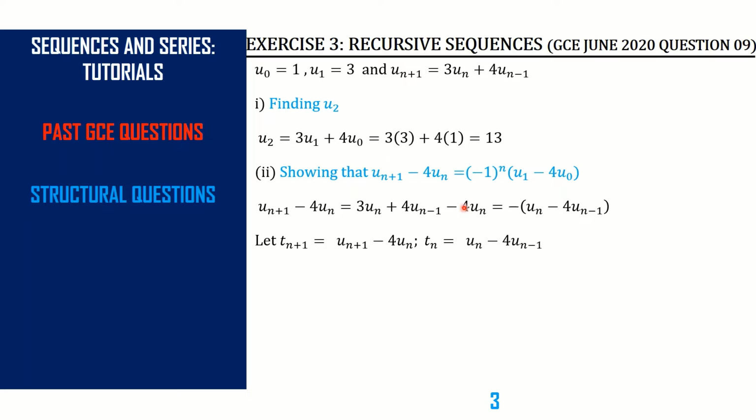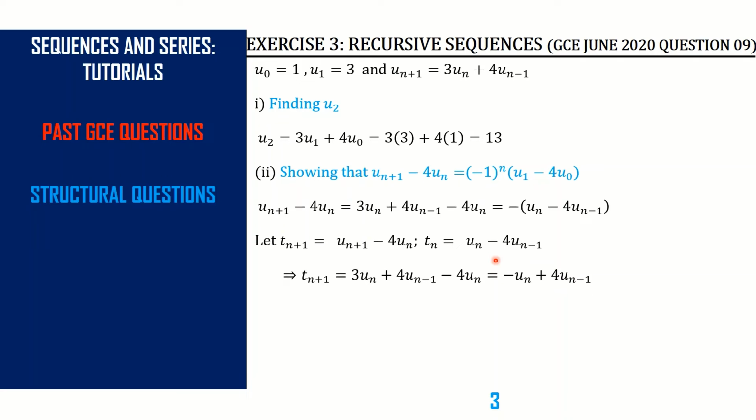Now we actually need to verify if it is true, because clearly the common ratio is -1, and the first term, or the zeroth term, is u1 minus 4u0. Alright, so T(n+1) being equal to the left hand side means that for Tn, I will just decrease the terms in n by 1, so I will get Tn to be un minus 4u(n-1).